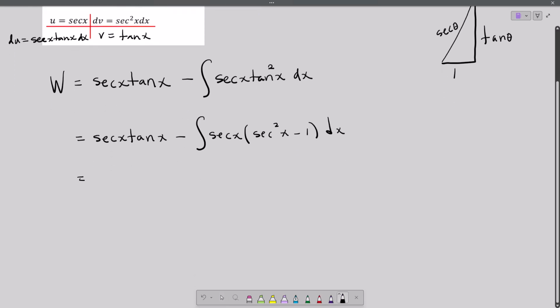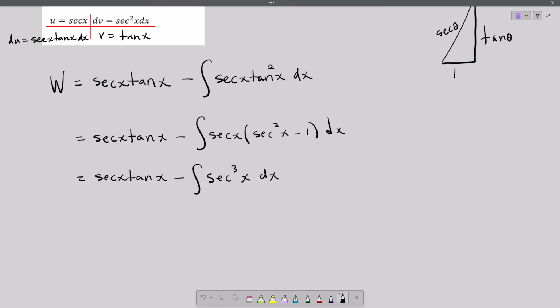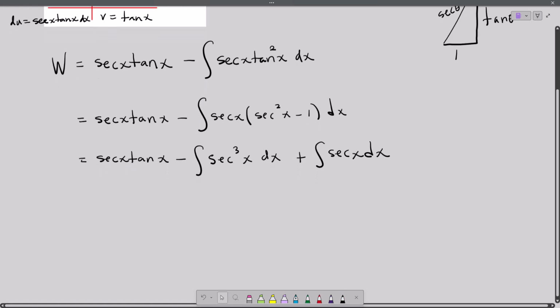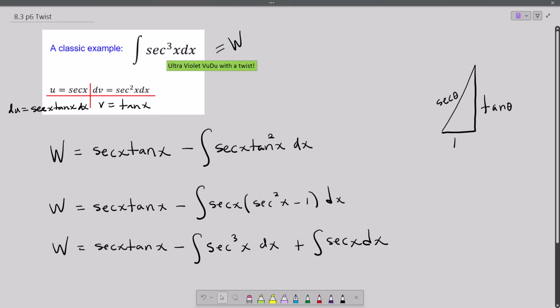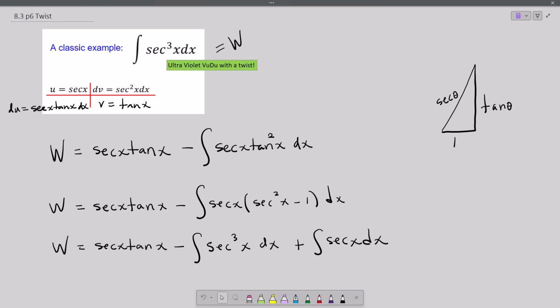If we distribute the secant inside of that integral, we'll have the integral of secant cubed of x. And I'm going to break it apart into two integrals. So it's going to be secant cubed minus secant, but the minus in front has to be distributed, so it's going to be plus the integral of secant of x dx. So we've got that. And remember, on the left, we're just calling w the left-hand side. This is w. W is the integral of secant cubed.